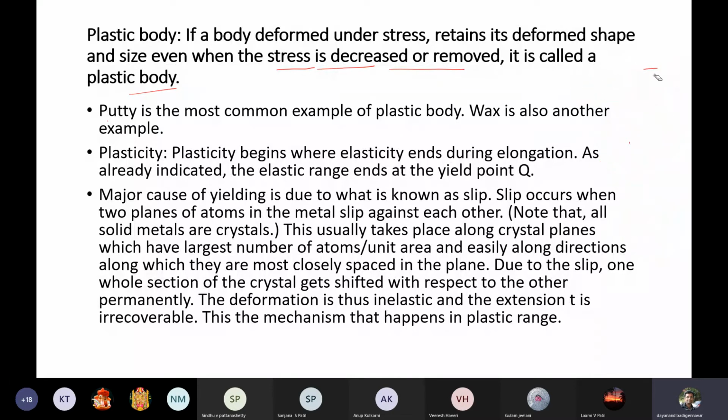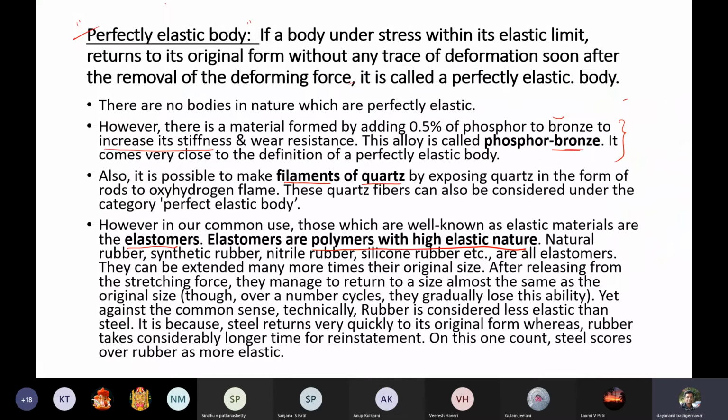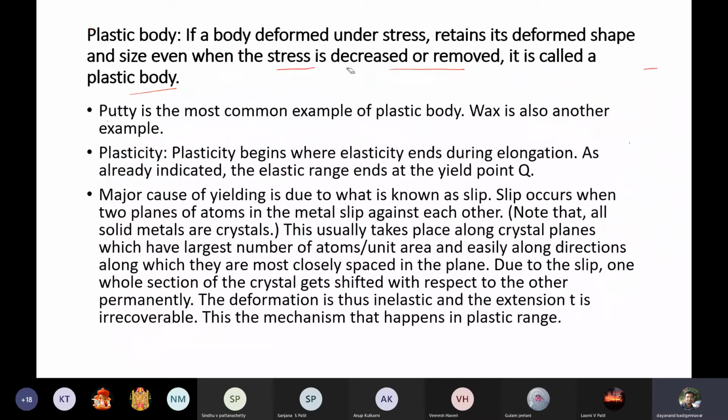So the property of elasticity, if you remember, the elasticity that you have learned. Why is there an elasticity property? Elasticity is due to the intermolecular force, or interatomic force. So due to the intermolecular force you are getting this elasticity property.